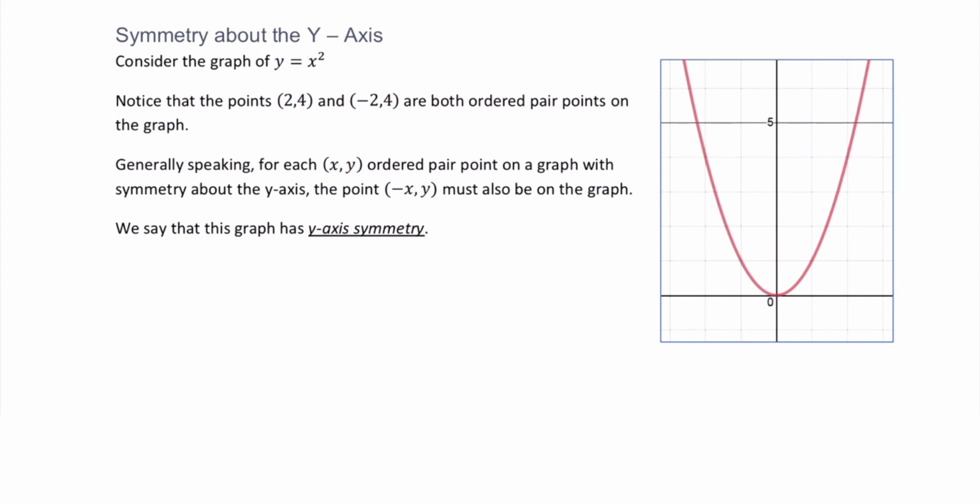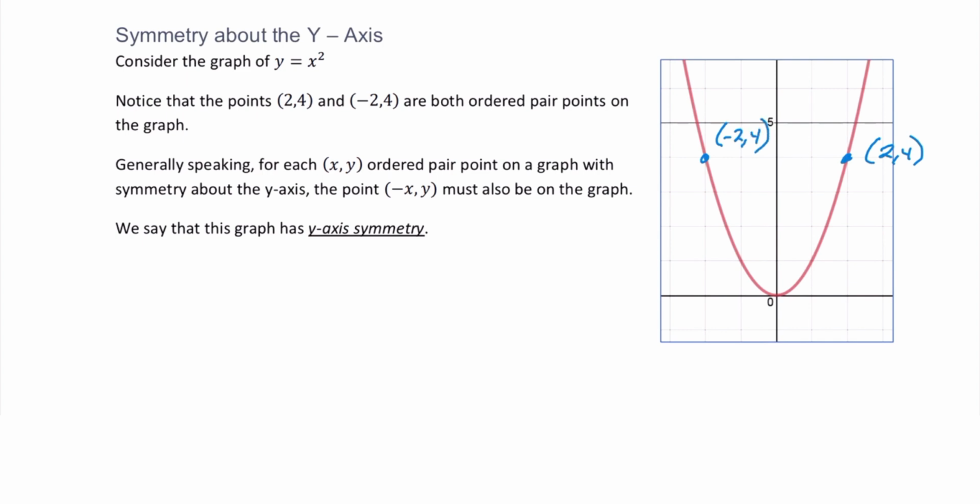For symmetry about the y-axis, let's consider the graph of y equals x squared. Notice that if you folded the paper, or in this case, if you folded the screen along the y-axis, the two curves would lie on top of each other. That's symmetry about the y-axis. Let's consider the point (2, 4). Notice that (-2, 4) is also on the graph.